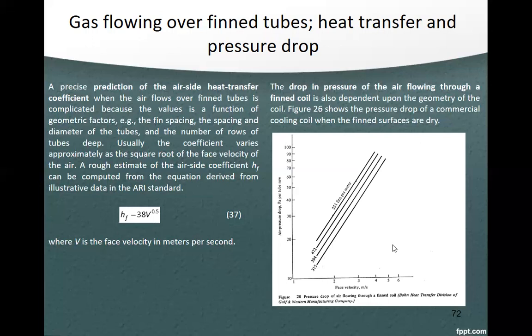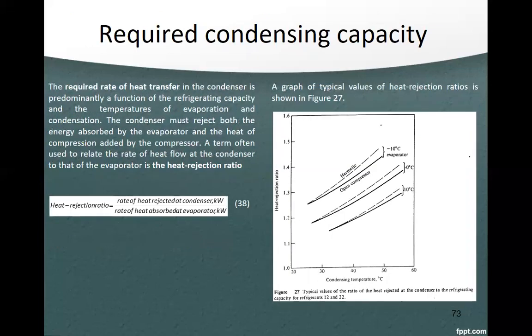Okay? So, sa mga brochure, sa Carrier, mga aircon, may mga table sila ng pressure drop. Next, required condensing capacity. So, meron tayong tinatawag na heat rejection ratio.